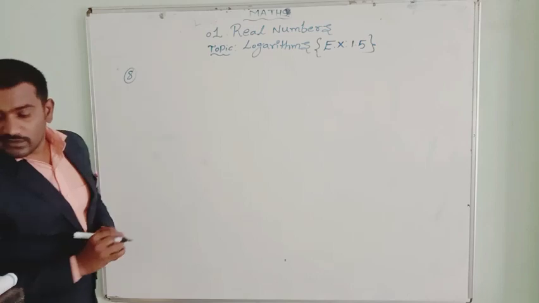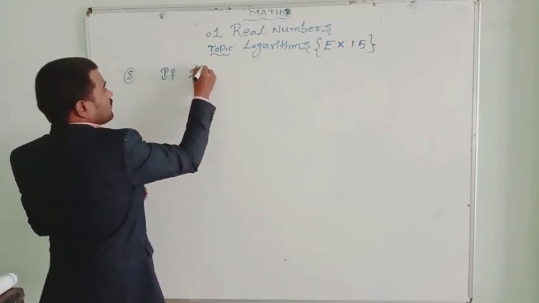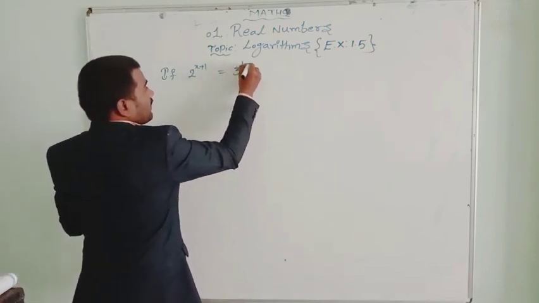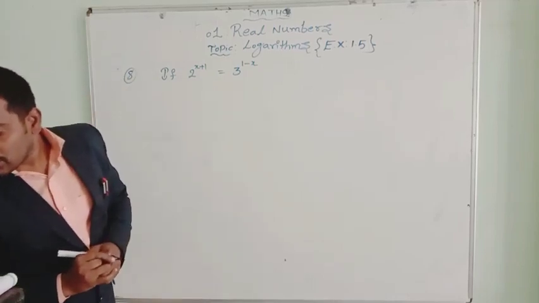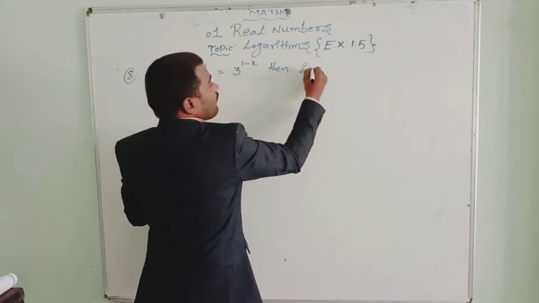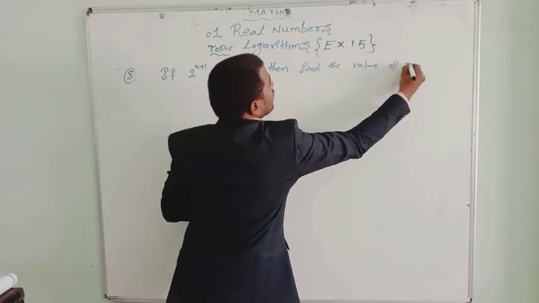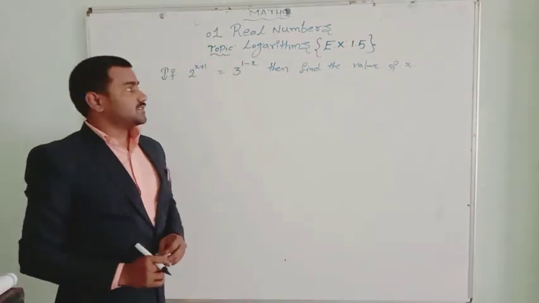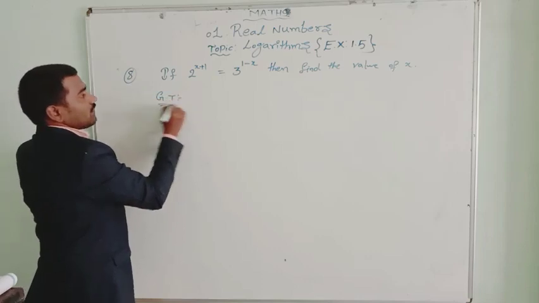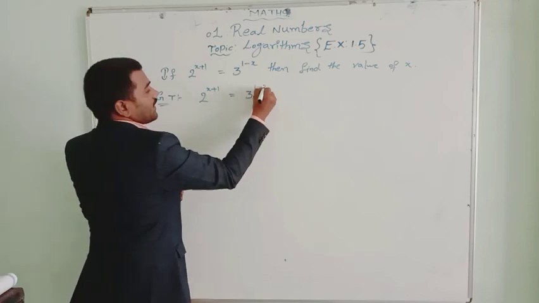Eighth question. If 2 to the power of x plus 1 is equal to 3 to the power of 1 minus x, then find the value of x. We need to find out the value of x. So here, given that 2 to the power of x plus 1 equals 3 to the power of 1 minus x.